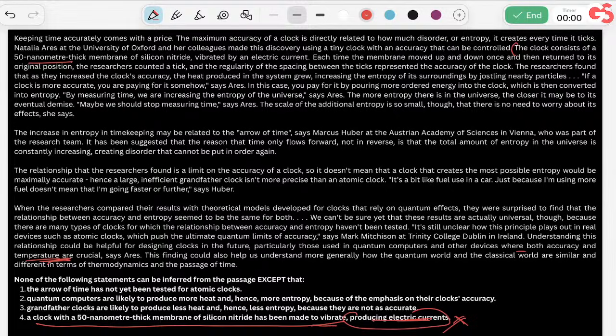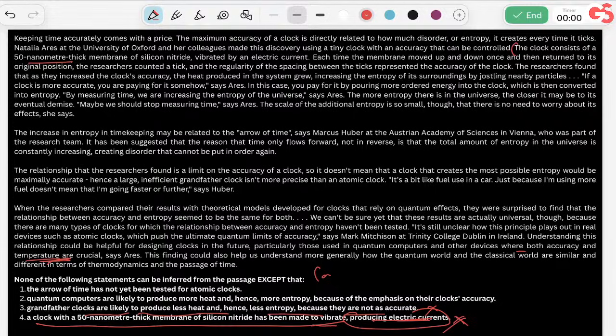Was using electric currents can be inferred बोला गया है. ठीक है, ठीक है. I'm so sorry. Grandfather clocks are, यहाँ पे can be inferred है. Okay. Are likely to produce less heat and hence less entropy because they are not as accurate. Less heat नहीं, वो तो more heat करेगा ना, तो ये भी eliminate हो गया.